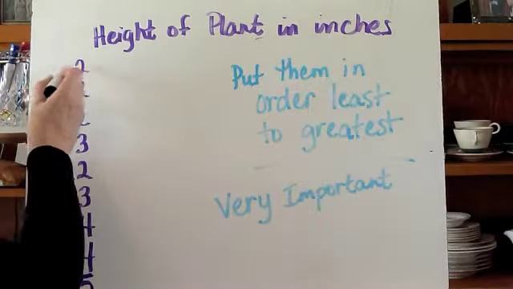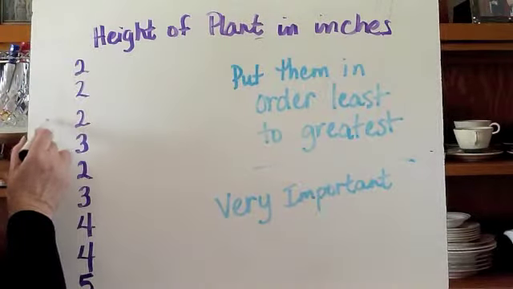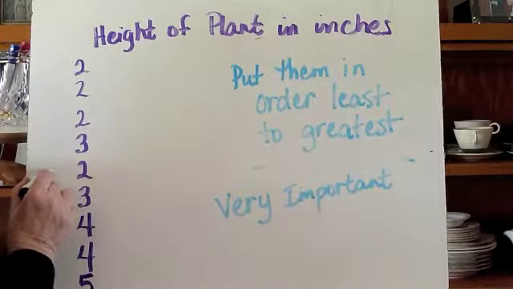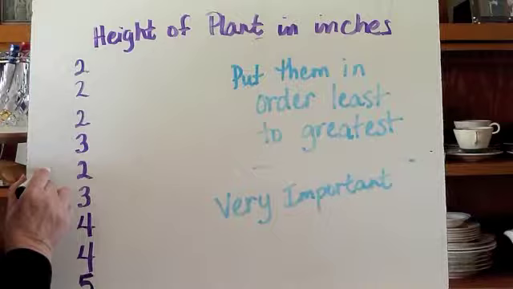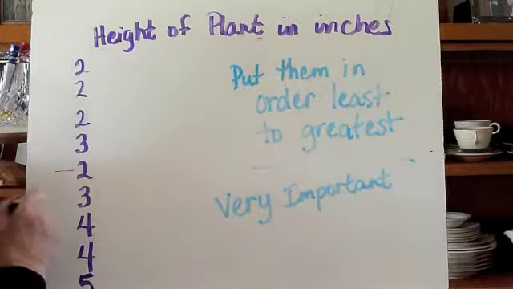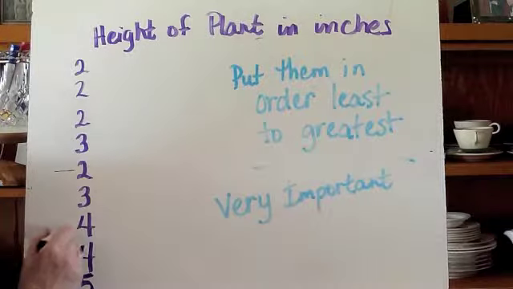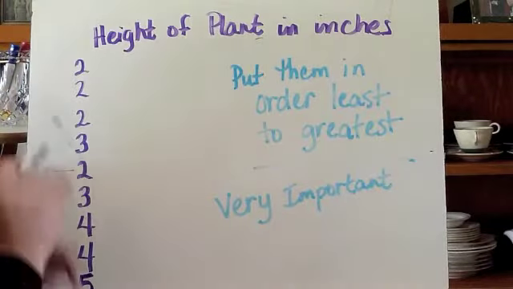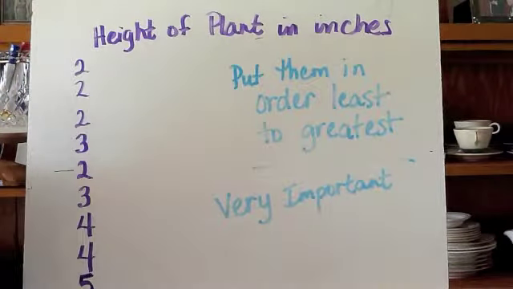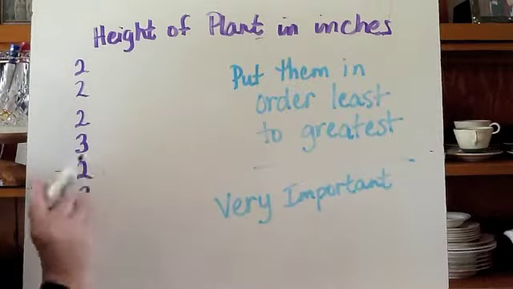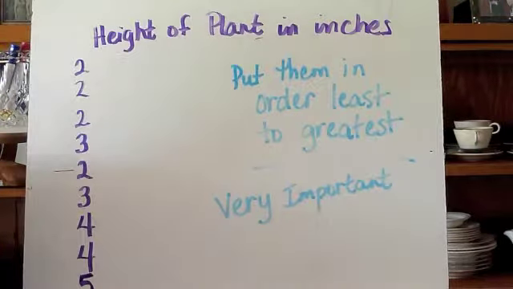The first week it was 2, then the second week 2, the third week 2, the fourth week it grew to 3, and then something happened. I didn't water it or something, and then it went back down to 2 inches, then back up to 3, 4, 4, and 5. So that's the height that I measured about my plant. Or it could be the width, or this could be your grades. It's a group of numbers that we need to analyze.